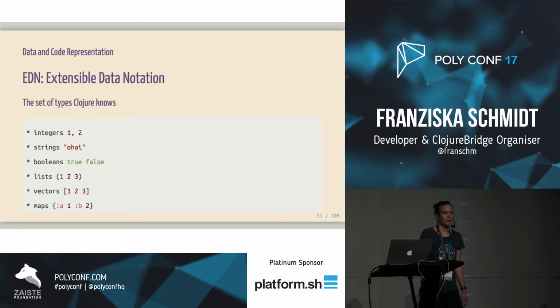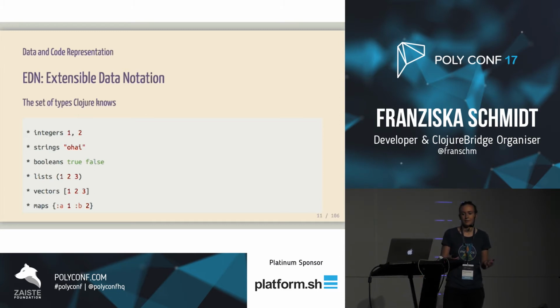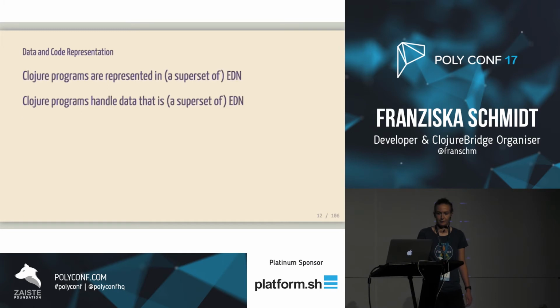EDN is not exclusive to Clojure. It's just saying this is a set of types. You could also decide to use EDN in a language that you're using. Okay. To summarize again, Clojure programs are represented in a superset of EDN, and Clojure programs handle data that is a superset of EDN. The superset part, you don't really need to worry about that. I just included it to be precise.